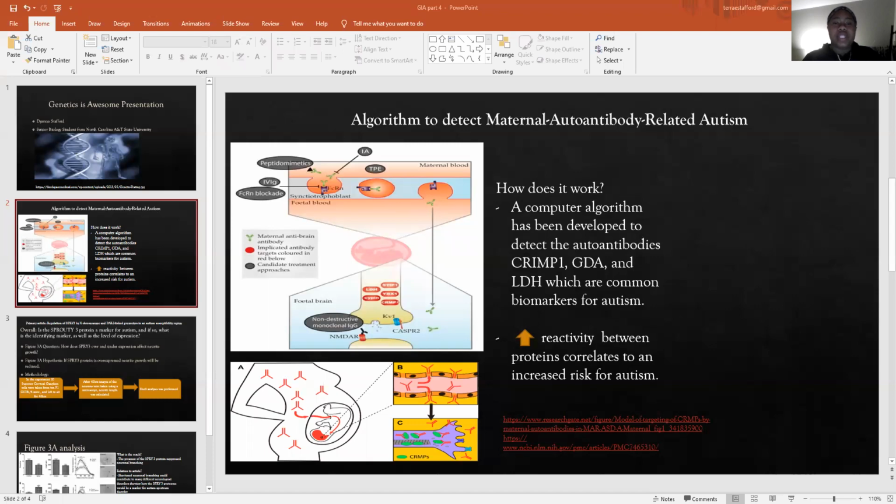So today I'm going to be presenting my Genetics is Awesome presentation. To start, for my late article, I picked an algorithm to detect maternal autoantibody related autism.